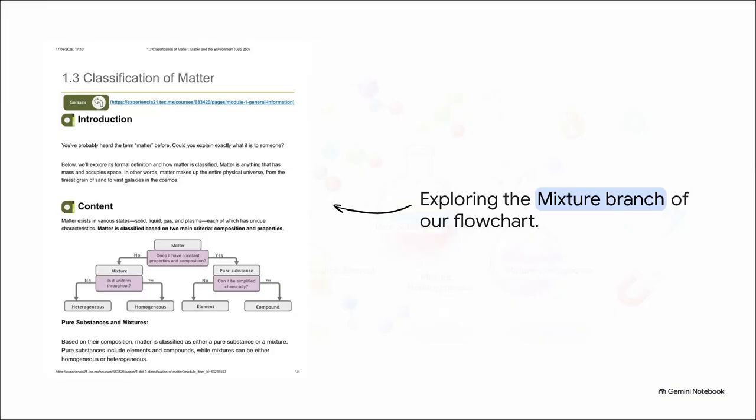Okay, let's jump all the way back up to our master map. Remember that very first question at the top? What if the answer was no? What if the matter does not have constant properties? Well, then we cross over to the left side of the chart and we are looking at mixtures. A mixture contains two or more pure substances, but crucially, it has a variable composition. They are just physically mixed together.